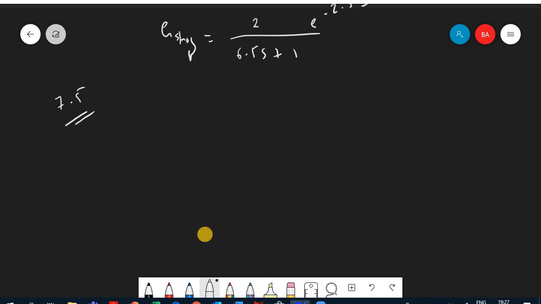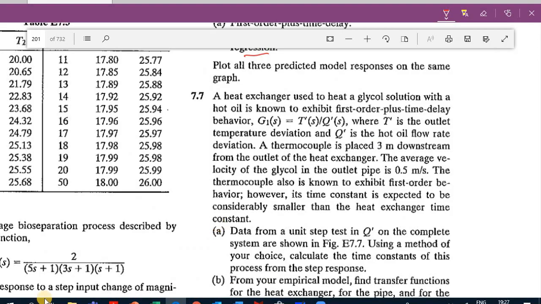So 7.7. I already solved 7.5, by the way. 7.7: A heat exchanger used to heat a glycol solution with hot oil is known to exhibit first order plus time delay. G1 is equal to T prime over Q prime. So T increases as the heat increases. The heat is used to heat up the system, that's why the temperature increases. T prime is the output temperature deviation, and Q prime is the hot oil flow rate deviation.